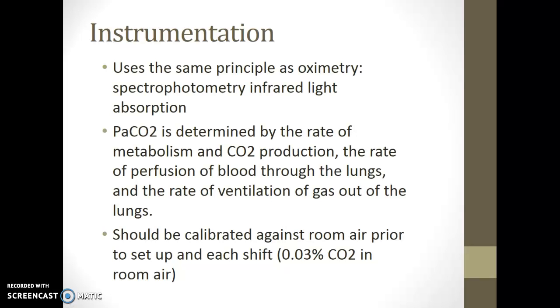Instrumentation used: it uses the same principle as oximetry. It uses spectrophotometry, infrared light absorption. PaCO2 is determined by the rate of metabolism and carbon dioxide production, the rate of perfusion of blood through the lungs, and the rate of ventilation of gas out of the lungs. The instruments used to monitor CO2 should be calibrated against room air prior to setup and then at each shift. When you calibrate it to room air, remember there's 0.03% carbon dioxide in room air. So when you're calibrating that machine, it should calibrate to approximately 0%.